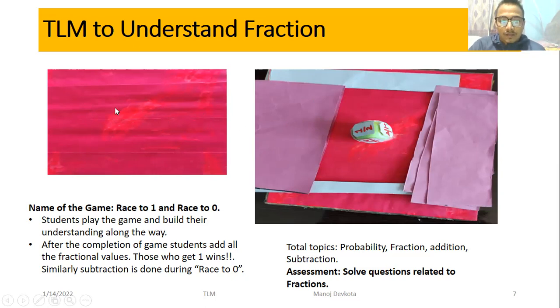Also, let's say there is 1 by 2, 1 by 2 here, making 1, right? So students will roll the dice. If they get 1 by 2, they will take out 1 by 2 from here. There will be only 1 by 2, right? If you take out 1 by 2 from 1, you will have only half remaining. So in that way, the students can relate their understanding, relate their game, and they can represent this in their copy also.